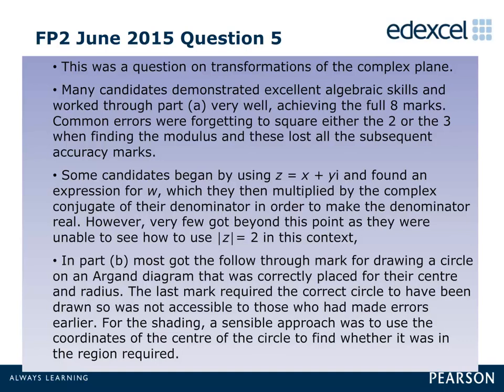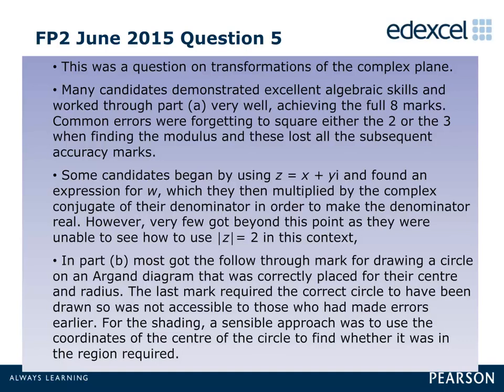which they then multiplied by the complex conjugate of their denominator in order to make the denominator real. However, very few got beyond this point, as they were unable to see how to use mod z equals 2 in this context. In Part B, most got the follow-through mark for drawing a circle on an Argand diagram that was correctly placed for their centre and radius.